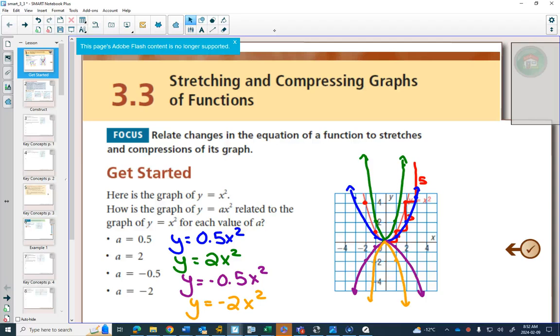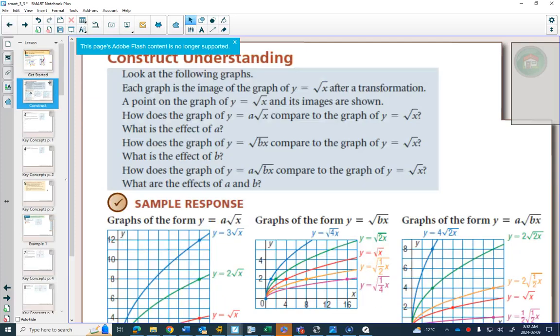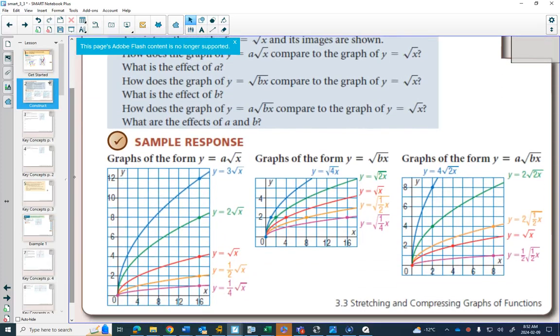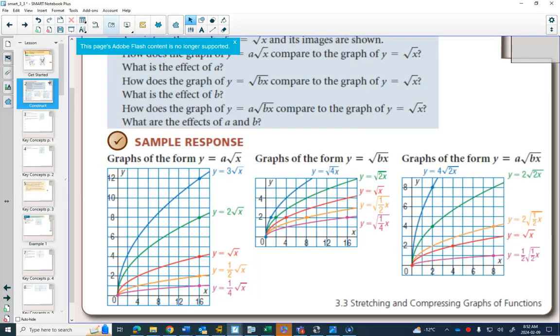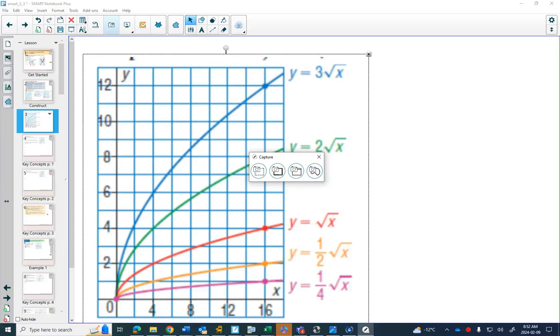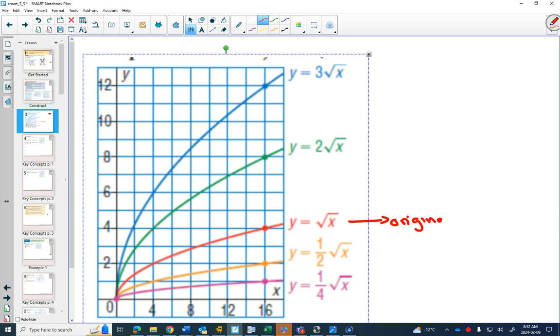We're going to look at a couple more graphs. You can turn the page to page 194, and we'll look at these graphs separately, starting with this. So what we're going to do is we're going to label this one as our original. And we notice on our original they've labeled a point.